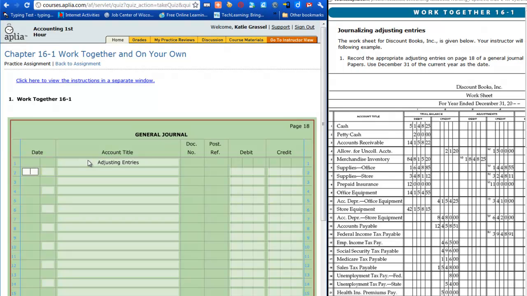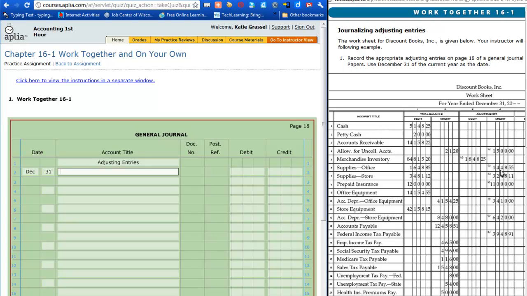That takes place for all of our source documents. Now, our adjusting entries are always recorded at the last day of the fiscal period. What is the last day of our fiscal period? December 31st. How did you know that? We look at our worksheet. It says for year ended December 31st. So we know this fiscal period ends on December 31st. Not all businesses end on December 31st. Businesses can end their fiscal period whenever they want. So the date for our adjusting entries is going to be December 31st.